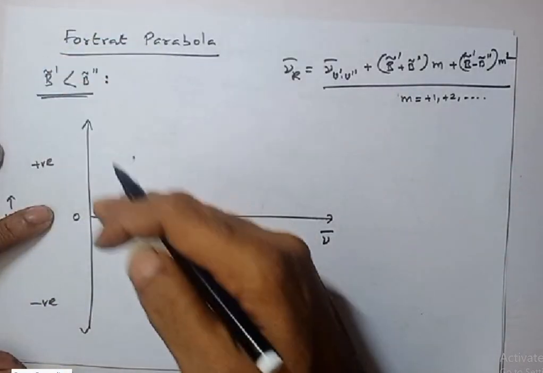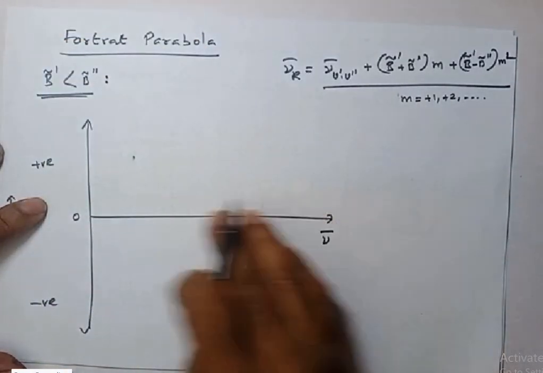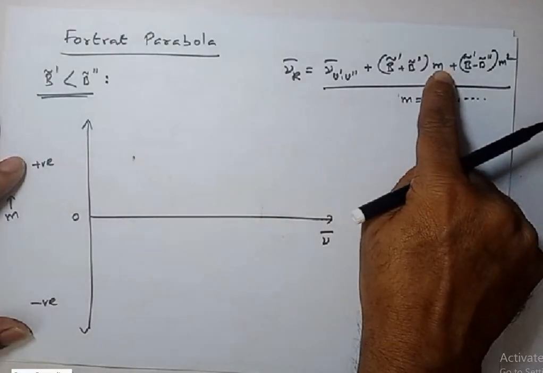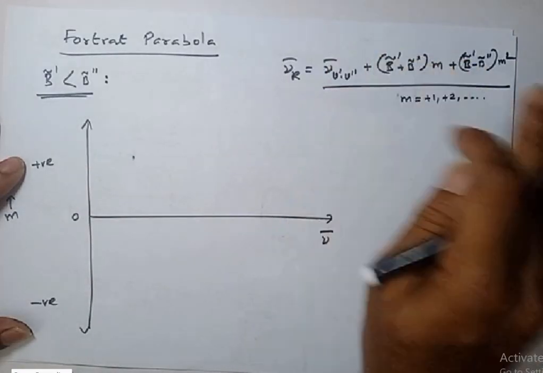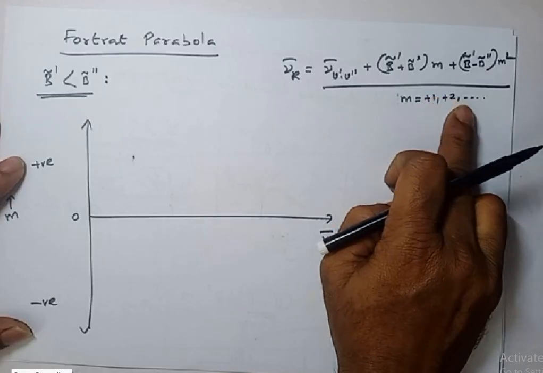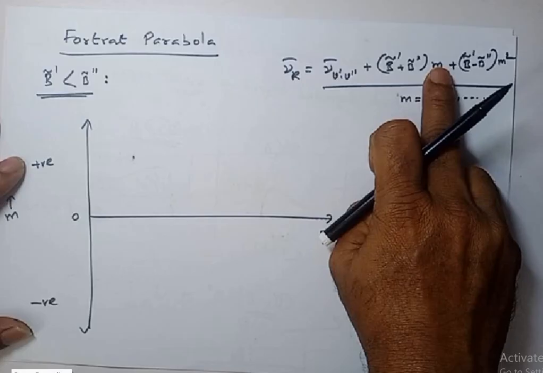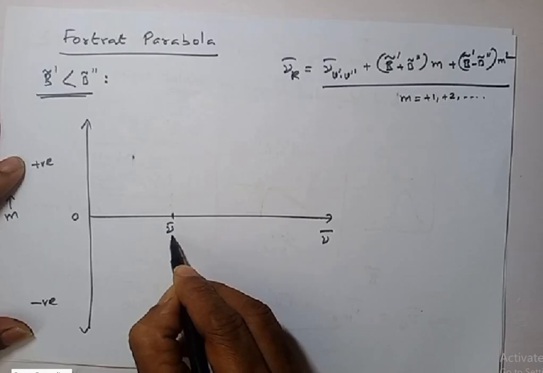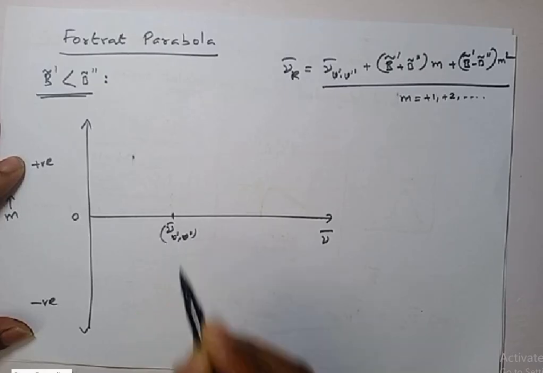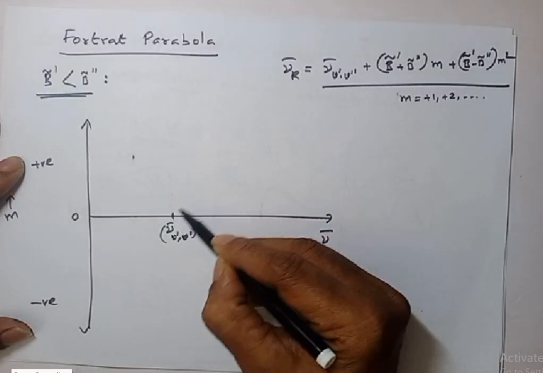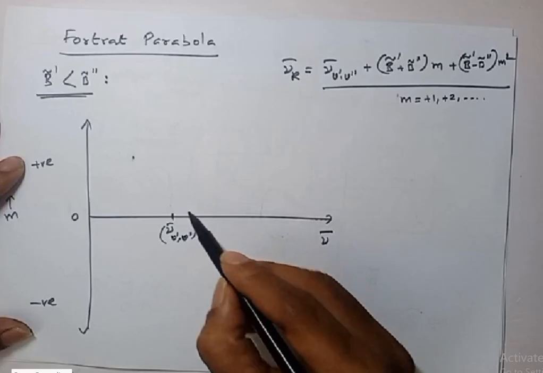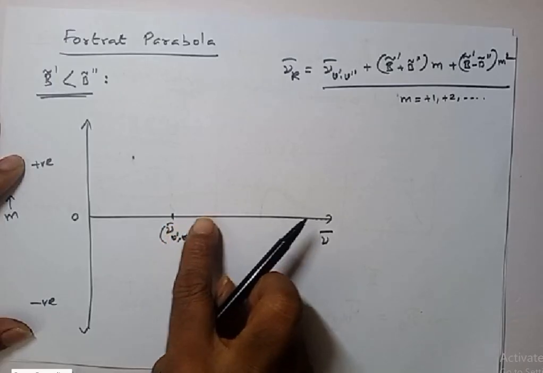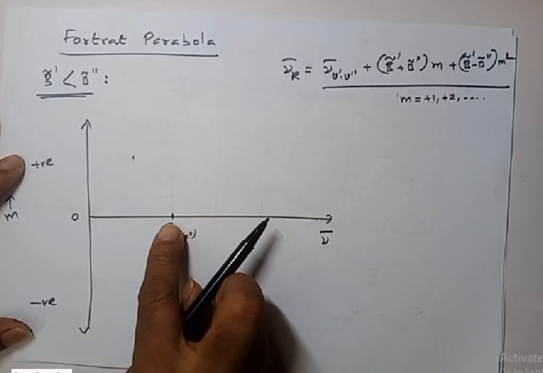M value positive means we get the curve above the x-axis, because above the x-axis M values are positive. Listen, M cannot be 0. M starts from plus 1, plus 2, plus 3, etc. Suppose, assume that this is the band origin. This frequency corresponds to the band origin (B prime, B double prime). Actually, it does not start from the band origin, it starts a little above. So what will happen? As M increases, R branch lines start to appear in the higher frequency side of the band origin.